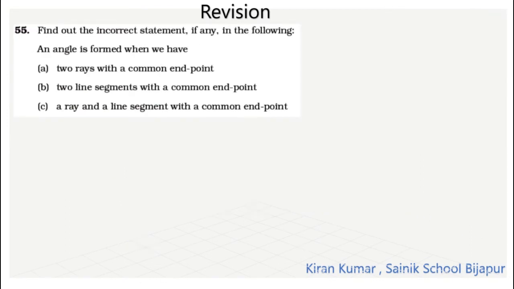Question number 55. Find out the incorrect statement, if any, in the following. An angle is formed when we have two rays with a common endpoint. An angle is formed when we have two line segments with a common endpoint. An angle is formed when we have a ray and a line segment with a common endpoint. Can we have all the three statements to be correct?